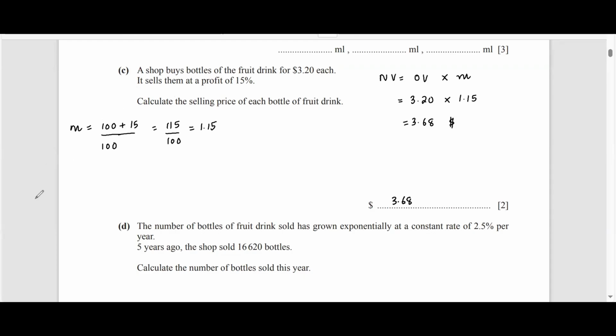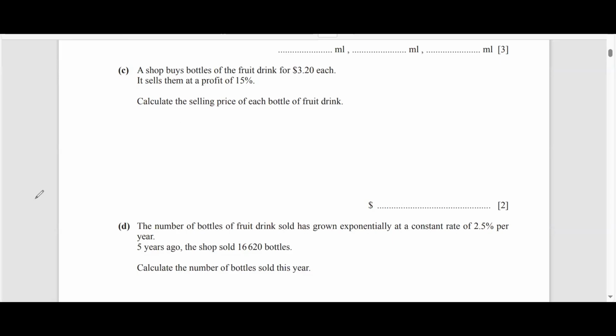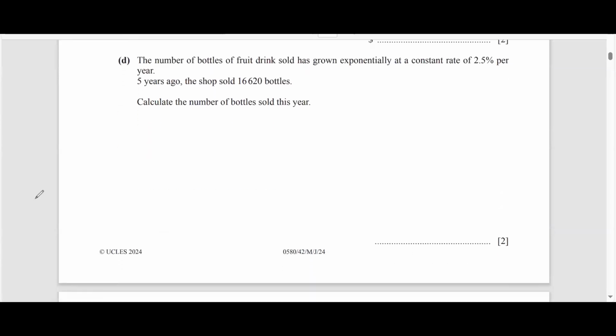Now moving on to the next one here. The number of bottles of fruit drinks sold has grown exponentially at a constant rate of 2.5% per year. 5 years ago, the shop sold 16,620 bottles. Calculate the number of bottles sold this year.